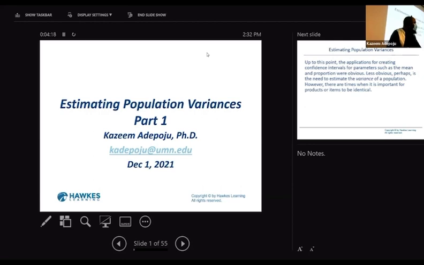But the focus today is basically going to be on how do we estimate population variance or the population standard deviation? And how do we also construct an interval for that? And not only that, how do we decide on the number of samples to be taken from the population if we want to estimate the population variance or standard deviation? That is the focus today. Okay.